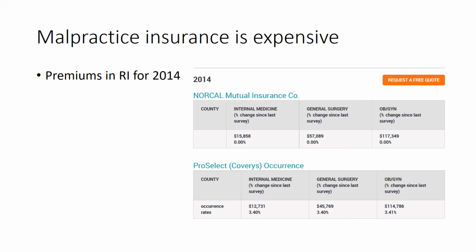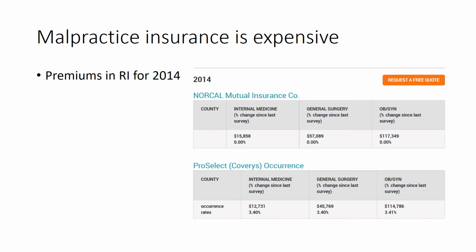If you're an OBGYN, your premiums for malpractice insurance alone, this isn't paying your salary, this isn't paying for where you're working and rent and things like that, this isn't for the tests and the equipment, just to protect you from malpractice, can cost you upwards of $115,000.